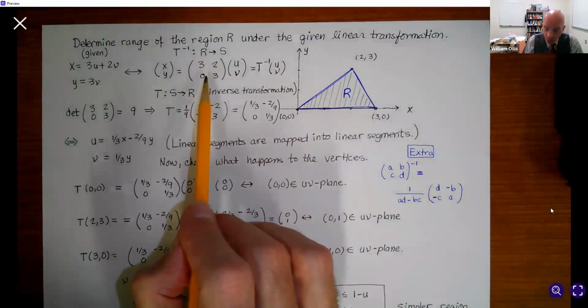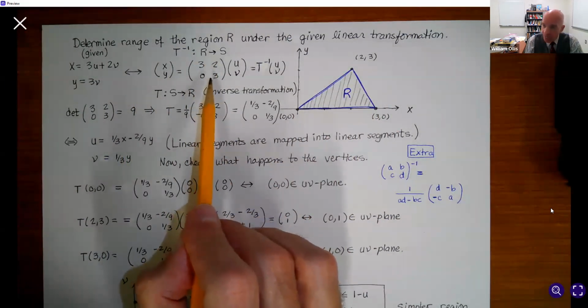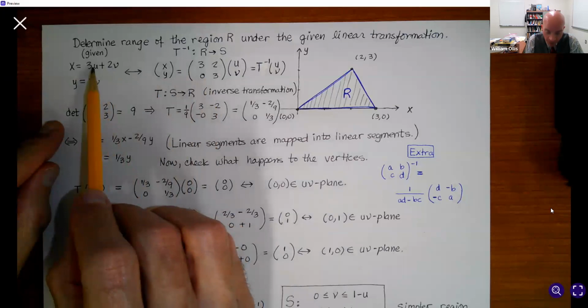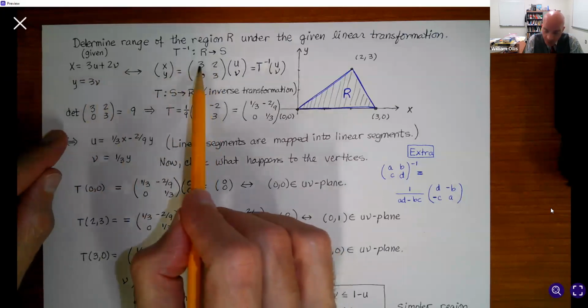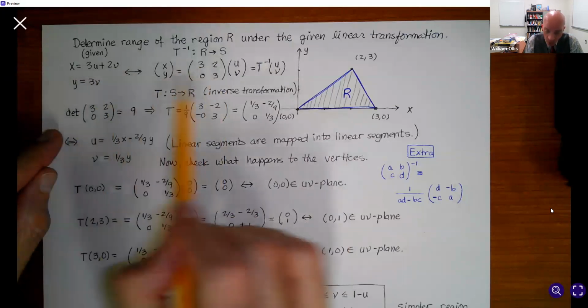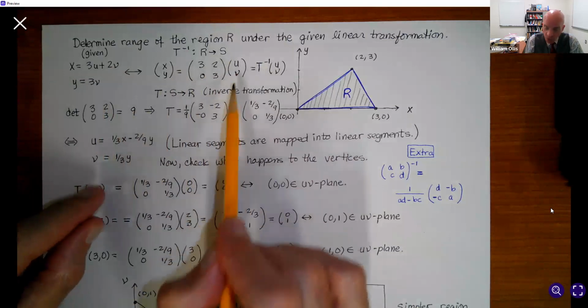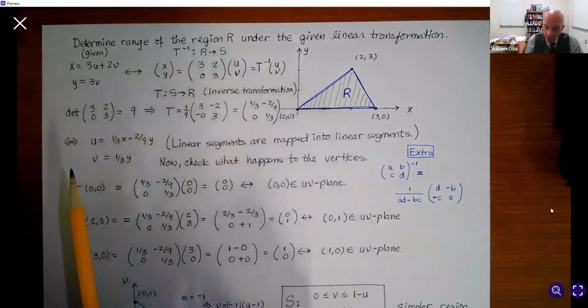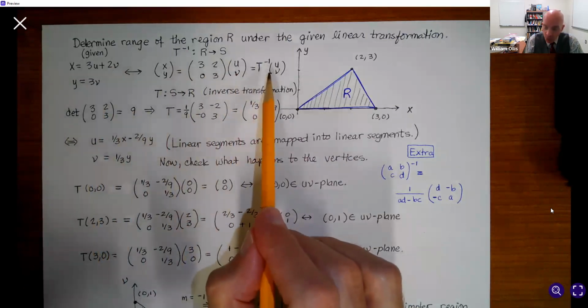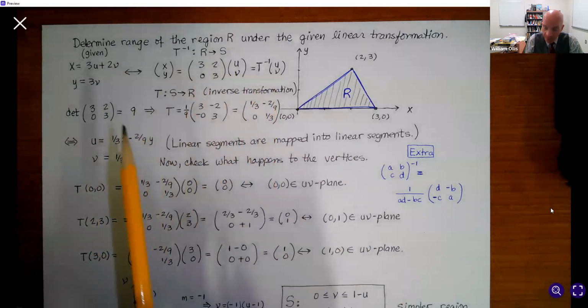But we can actually write this linear transformation as a matrix. So we can have the 3 and the 2 as the top row and 0 and 3 as the bottom row, since the coefficient of u here is 0. And then we can just utilize matrix multiplication. So this would identify the transformation from R to S.